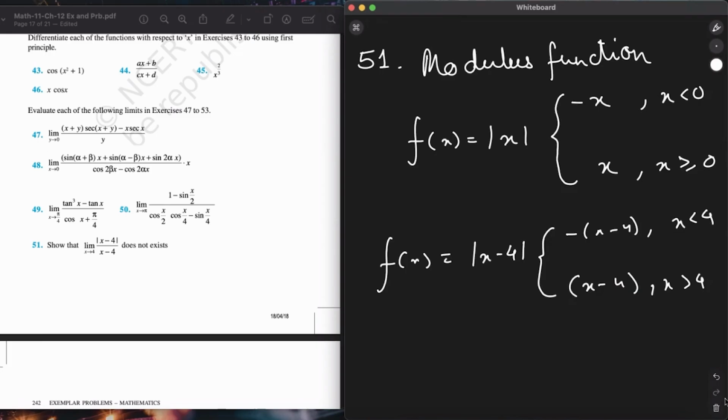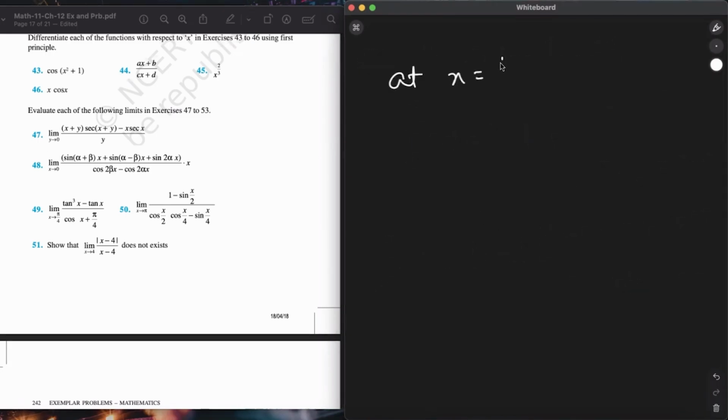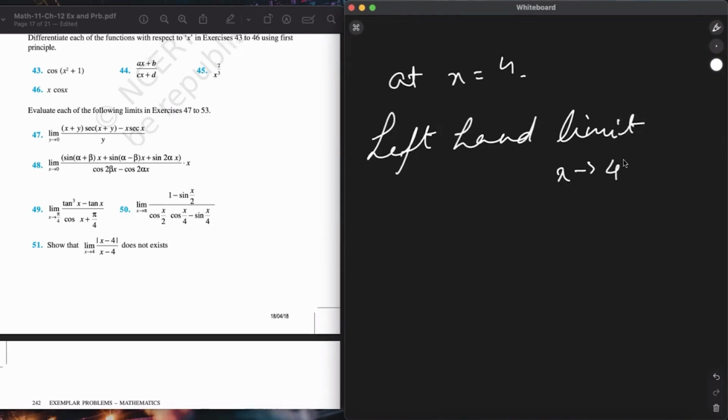We have to show that the limit does not exist, right? So at x equals 4, I'll be approaching from the left hand side and the right hand side as well. So let's approach from the left hand side. The left hand limit is x tends to 4 minus. We stop slightly before we reach 4. If this is your number line, this is the number 4, we are moving like this from the left hand side. We just stop like here. The distance between these two is very less, epsilon.